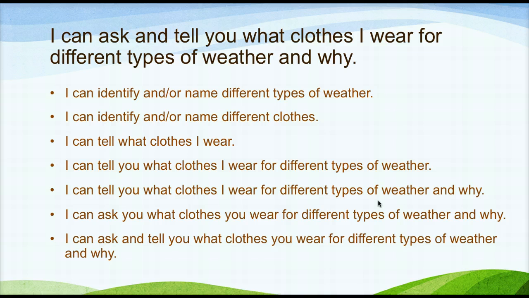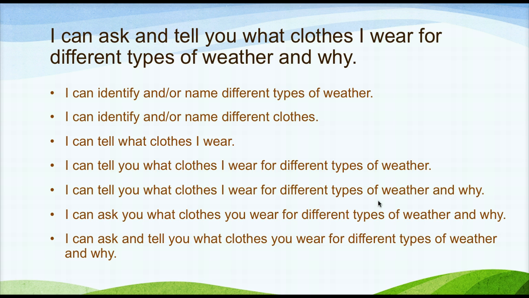So the next learning target is: I can tell you what clothes I wear. Here your students would probably be saying, I wear shorts, or I wear pants, or I wear a dress. The next lesson learning target would focus on: I can tell you what clothes I wear for different types of weather.